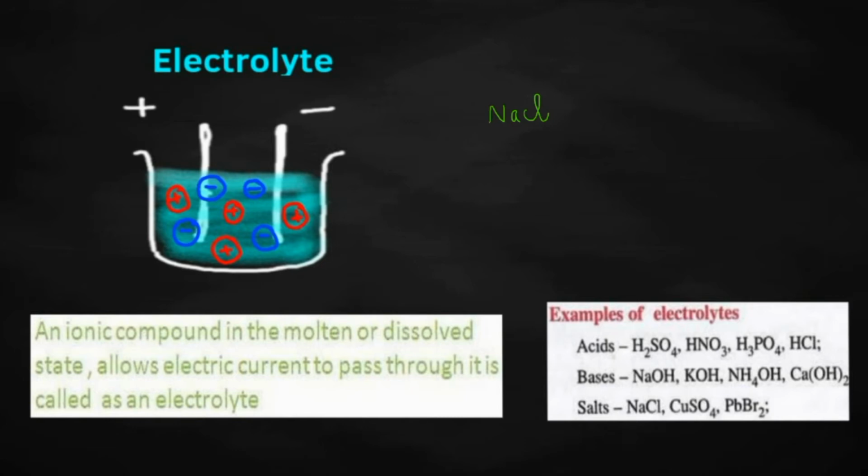How can you explain? You can tell that in the solid state particles are held together by strong electrostatic force of attraction. So when we are heating sodium chloride to a very high temperature, that temperature is sufficient to break this force of attraction. As a result, what will happen? Sodium ion as well as chloride ion will be free to move.